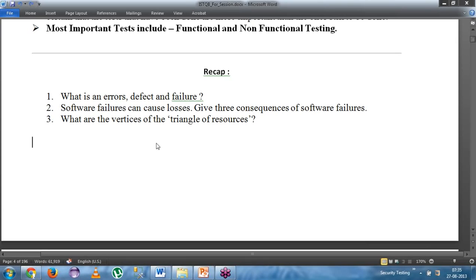Okay. And what is true of a quality system? A system that meets specified requirements and customer needs. Fine. The rest of the options, this is nothing but the definition. So nothing more to it.